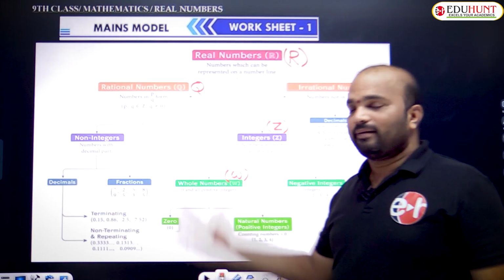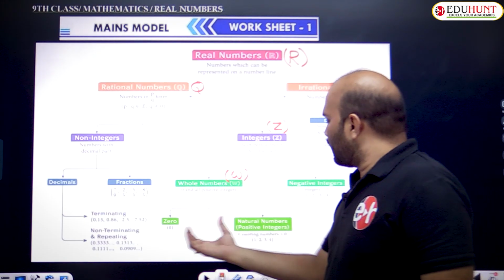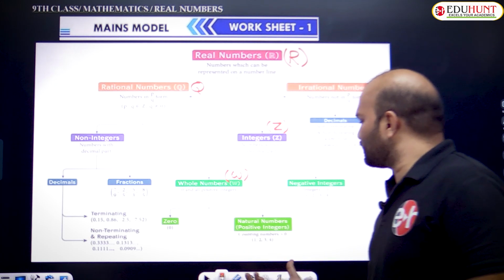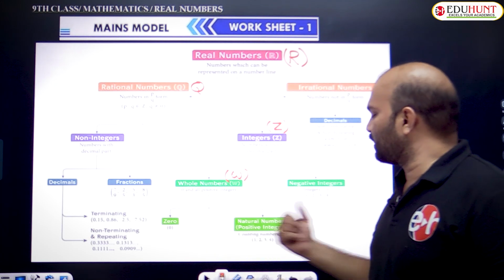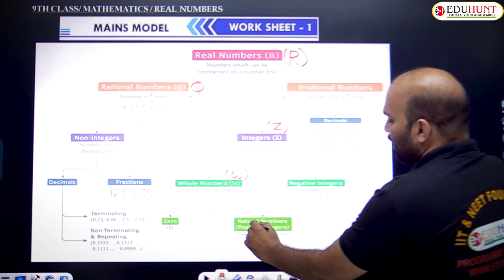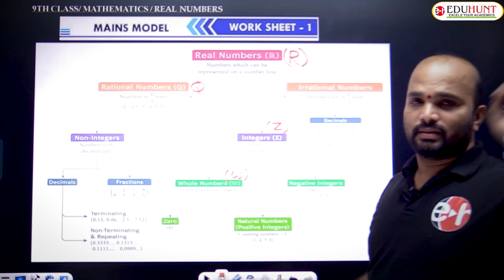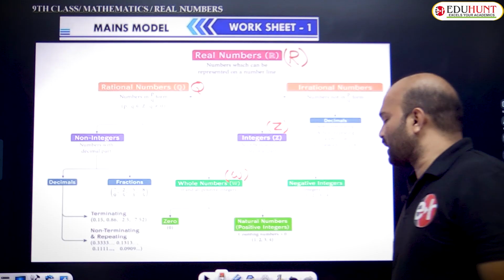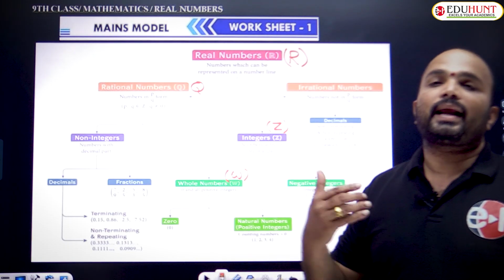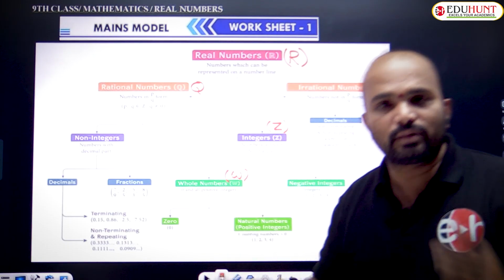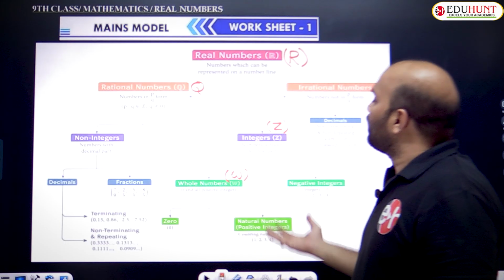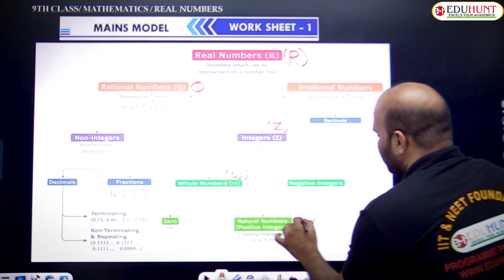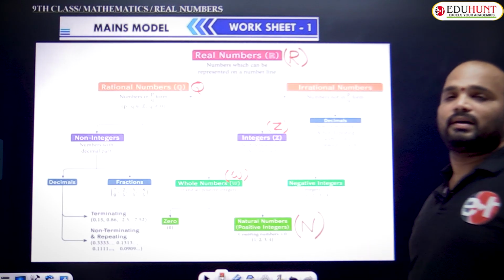Whole numbers can be divided again into two parts: 0, and everything except 0, which is called natural numbers. Natural numbers means the set of all positive integers. What is the short form of natural numbers? Counting numbers greater than 0, the set of all positive integers, obtained from integers. Am I clear? Natural numbers are represented by capital N. N stands for natural numbers.